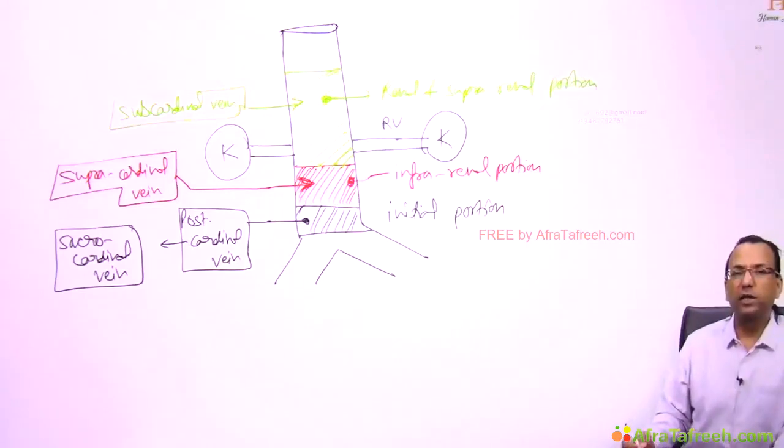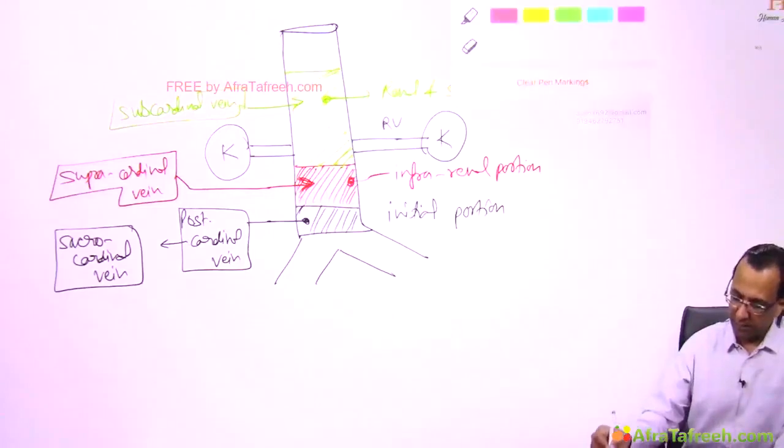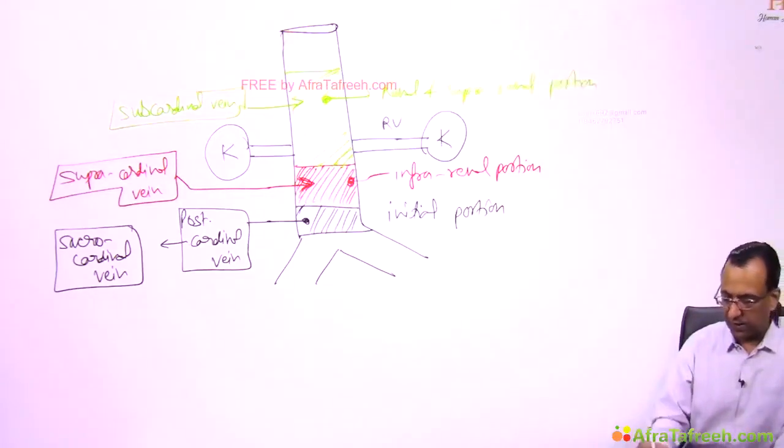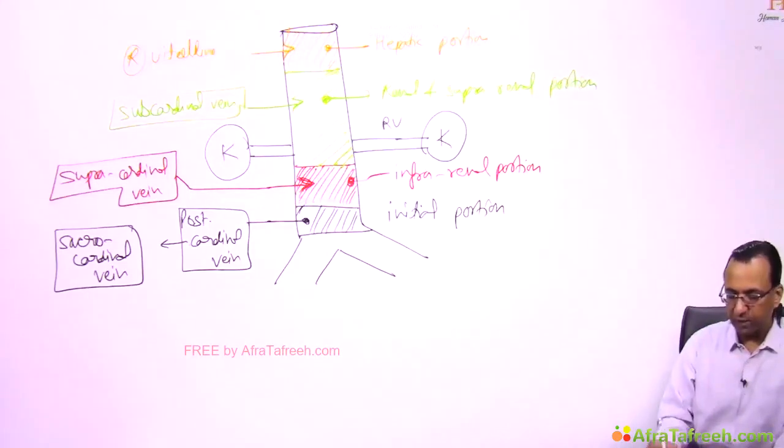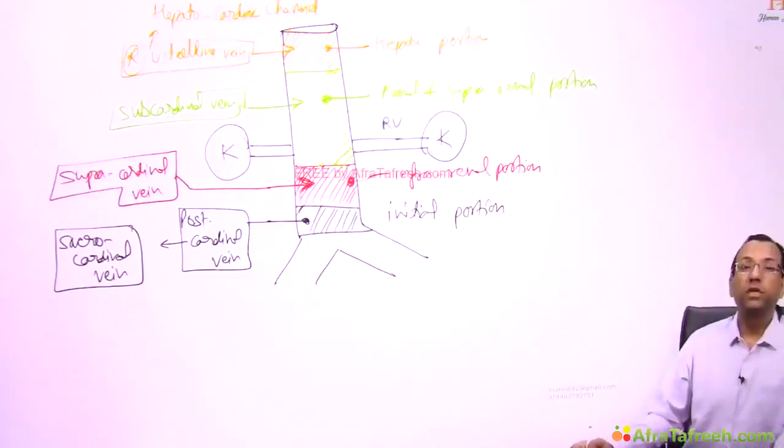And what is the terminal IVC contributed by, the hepatic portion? If you're talking about the hepatic portion, then this is the hepatic portion of the inferior vena cava, or the terminal portion of the inferior vena cava, and it is contributed by the right-sided vitelline vein. The right-sided vitelline vein was actually contributing to the right-sided hepatocardiac channel, and that is the one which is contributing to the terminal part of the IVC.